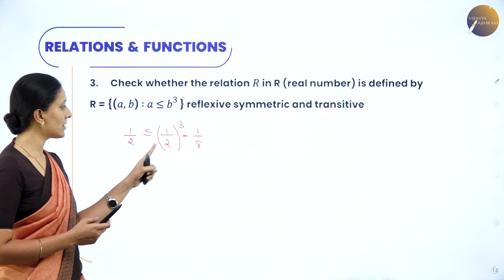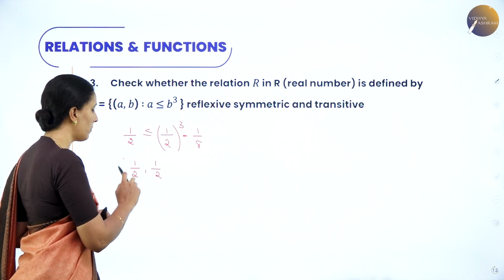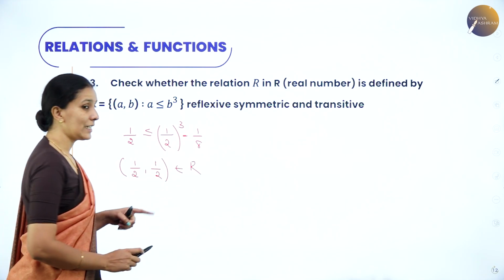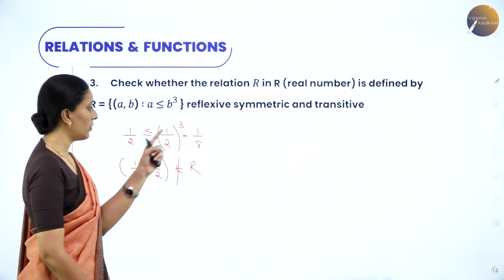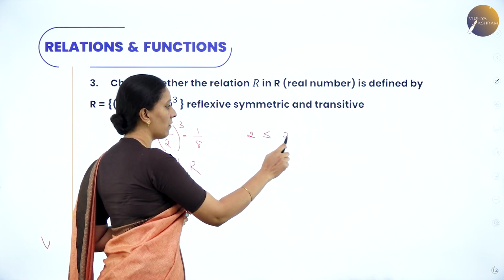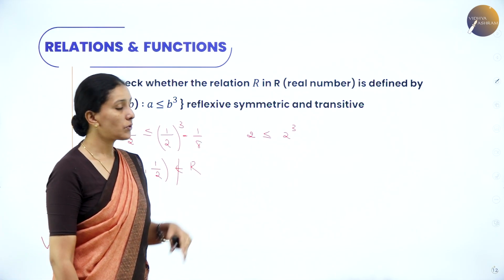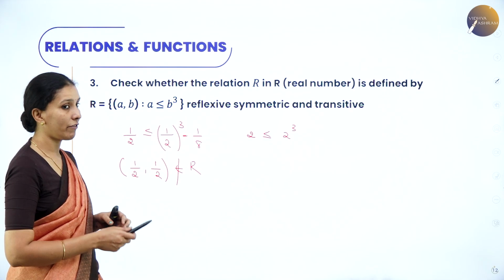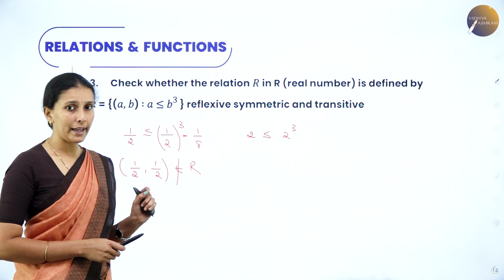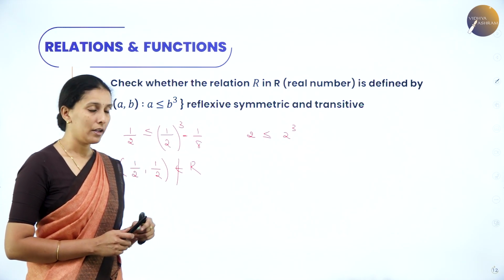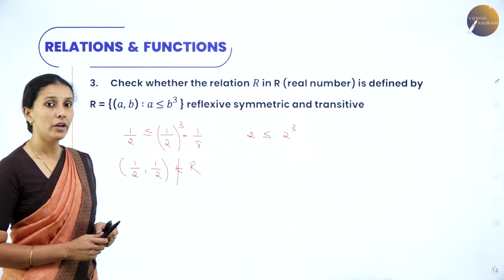So if 1 by 2 is less than or equal to (1 by 2) whole cube, then it should imply that (1 by 2, 1 by 2) belongs to R. But here this is not satisfying the condition. So therefore it does not belong to R. If you take a whole number, suppose 2 less than or equal to 2 cube, yes, it satisfies the condition. So for any whole number this will satisfy your condition, but when it comes to the fractions in the set of real numbers, it cannot happen. We know that for all a, there should be (a, a) in R. But here the condition is not satisfied for fractions. So therefore, this is not reflexive.